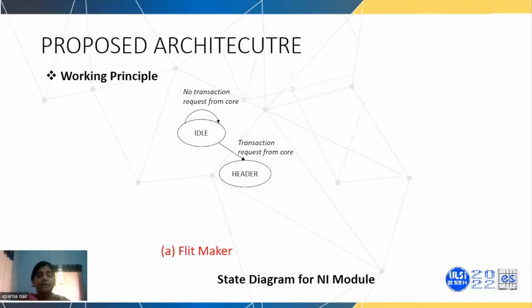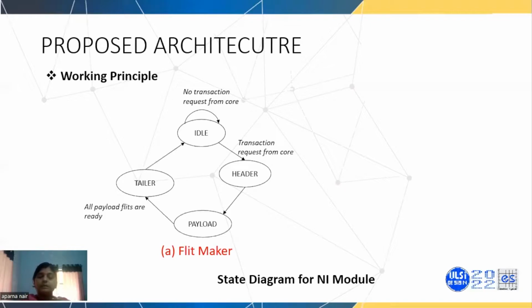In the header state, the header FLIT will be formed with the source and destination address that is received from the RISC-V packet. From the header state, in the next clock cycle, the machine will go to the payload state. Once all the payload FLITs are made, from the complete packet, it goes to the Tail state, and in the Tail state, the Tail FLIT will be made. And once the Tail FLIT is made, it goes back to the idle state.